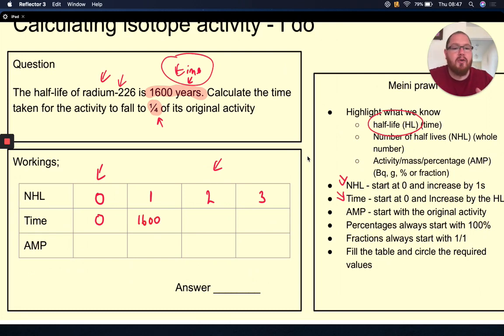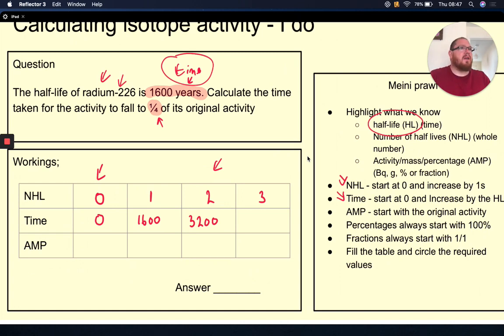Now, this increases by the same amount every time. So remember I said for me to lose 50 kilograms, it's going to take 1 year. And then for me to lose half of that again, it's going to take another year. Well, that's 2 years in total. The same applies to this, because instead of 1 year now, I've got 1,600 years for 1 half-life. Well, what's 2 half-lives? Well, 2 times 1600 is going to be 3200.